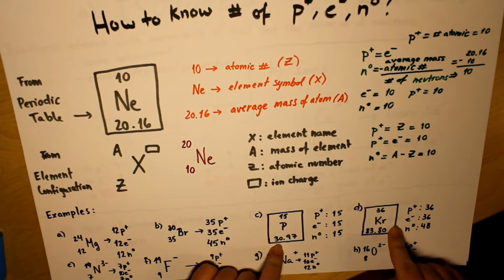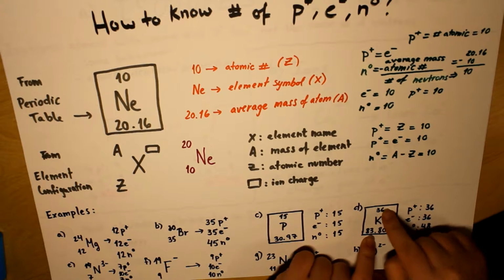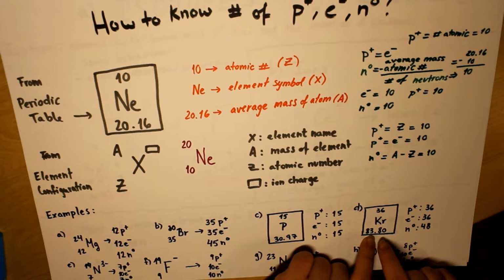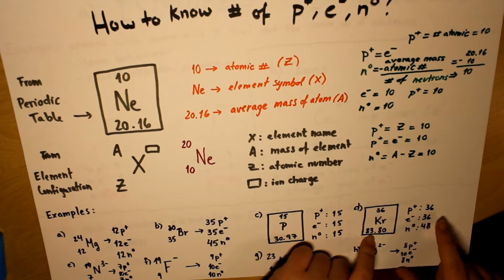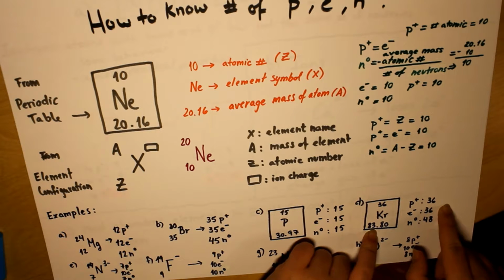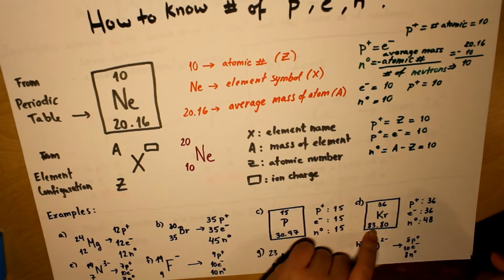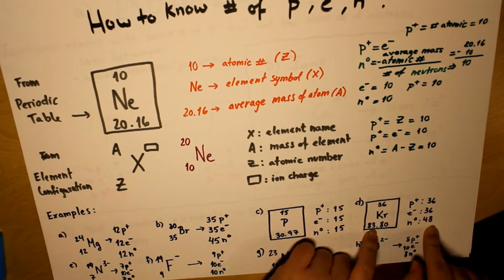Now let's try krypton. Krypton is number 36. Its mass is 83.8. We are going to round it up to 84. And basically its number of protons is 36. Its number of electrons, the same thing, 36. And the number of neutrons is 48.